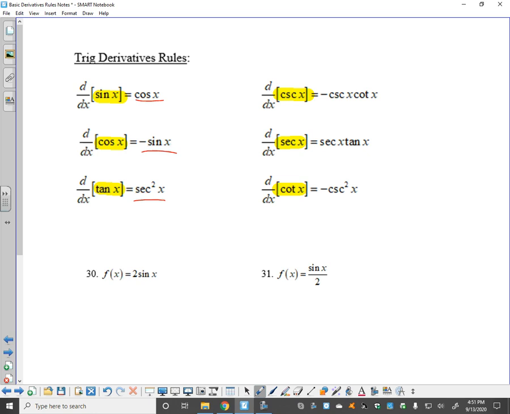Now remember, tangent and secant are Pythagorean buddies, so they are also derivative buddies. Remember, 1 plus tangent squared equals secant squared. So they're in it for derivatives too. The derivative of tangent gives you a secant squared. The derivative of cosecant is negative cosecant cotangent. The derivative of secant is secant tangent.